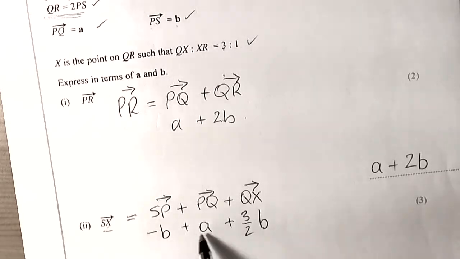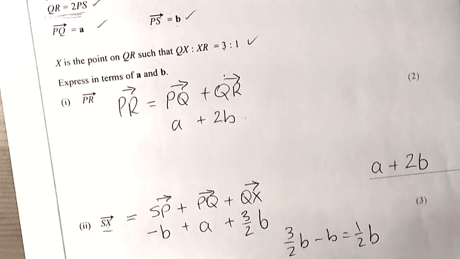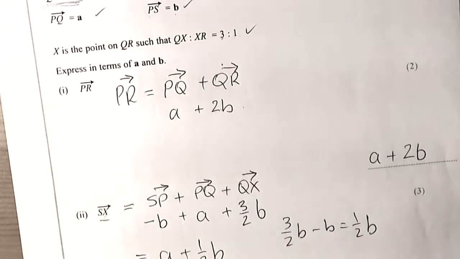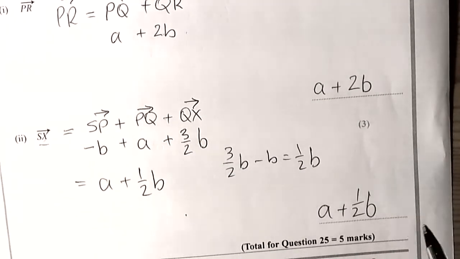Now we should simplify vectors to get the full marks. So we've got an A, nothing else happening with the A. And then we've got 3/2 of B, take away a whole B. Well, that must leave us with half a B. So we're going to be left with half a B. So on the answer line, we'd be writing A plus half a B.